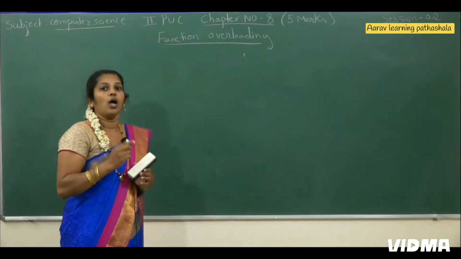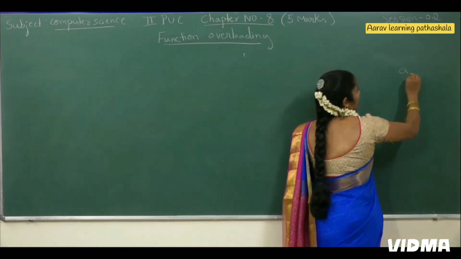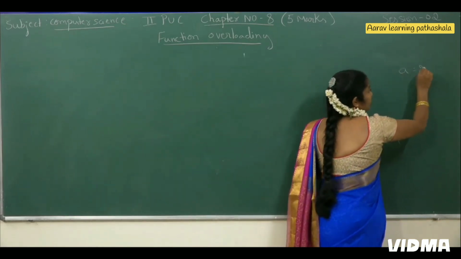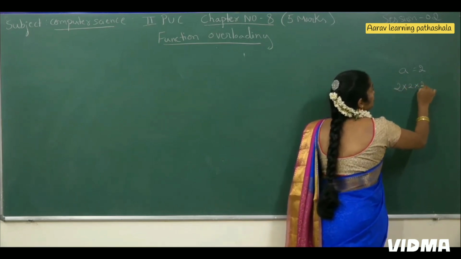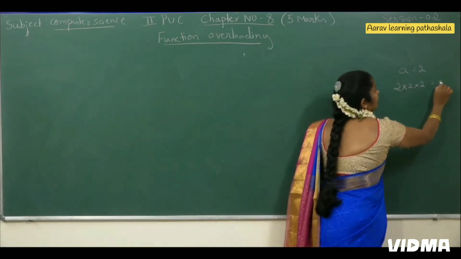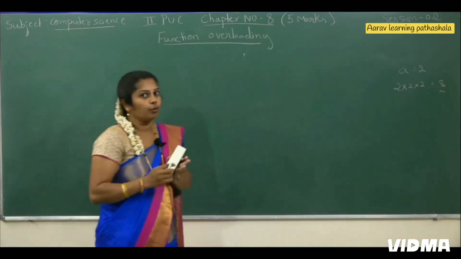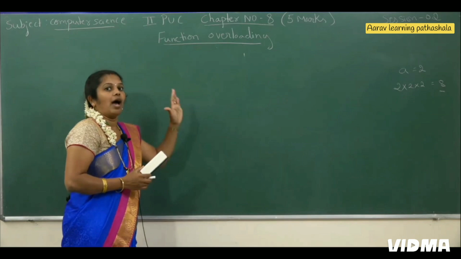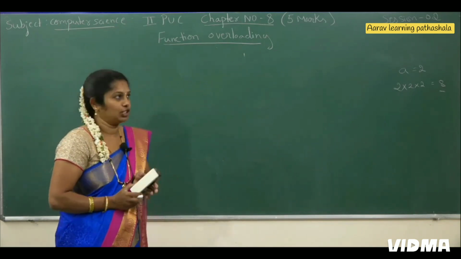For example, I want to find the cube of a number. If I give a is 2, then what do we mean by the cube of a number? That is 2 into 2 into 2: 2 into 2 is 4, and 4 twos are 8. The result has to be generated as 8. That is the aim of the program. What is the aim of the program? I want to find the cube of a number by using an inline function.